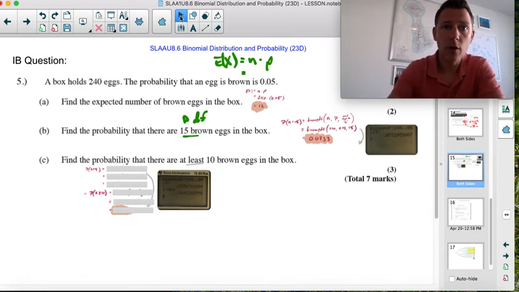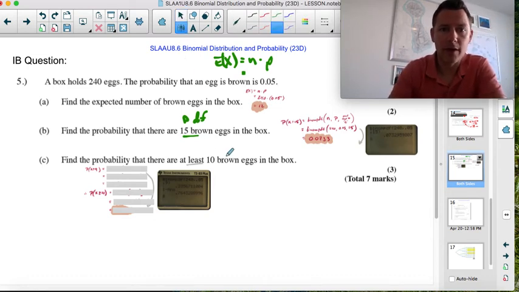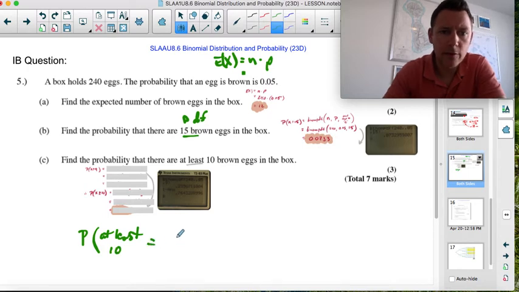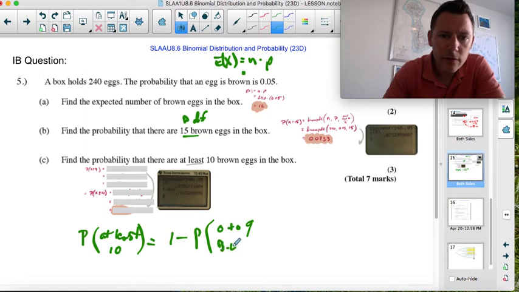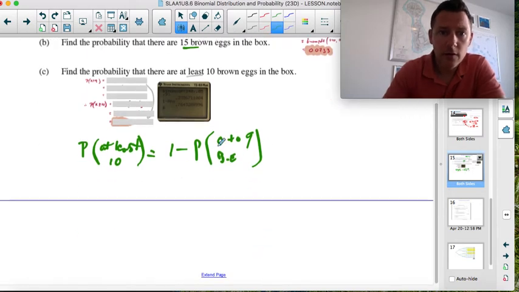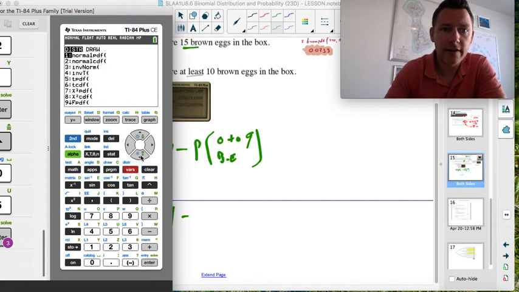So to find that, we would say the probability of at least 10 is going to be equal to 1 minus the probability of 0 to 9 brown eggs. That make sense? So let's find the probability of 0 to 9 by using binomial CDF, second distribution.